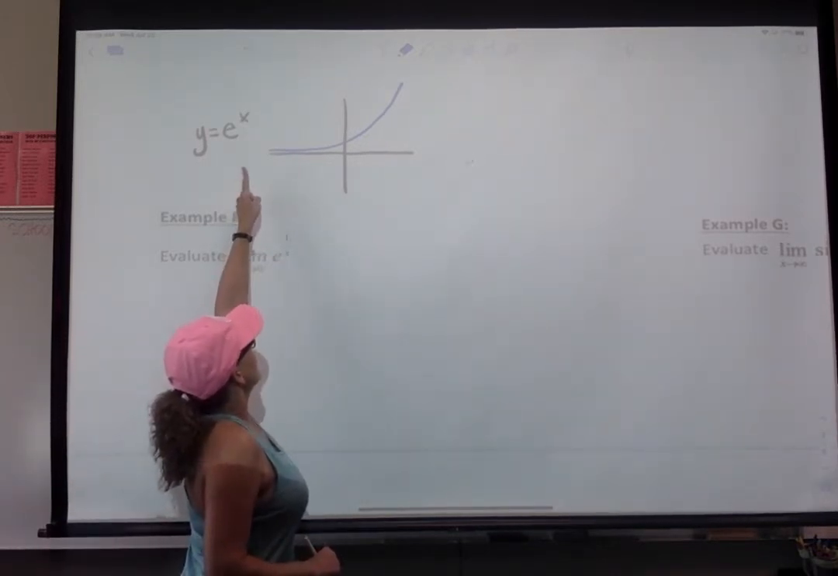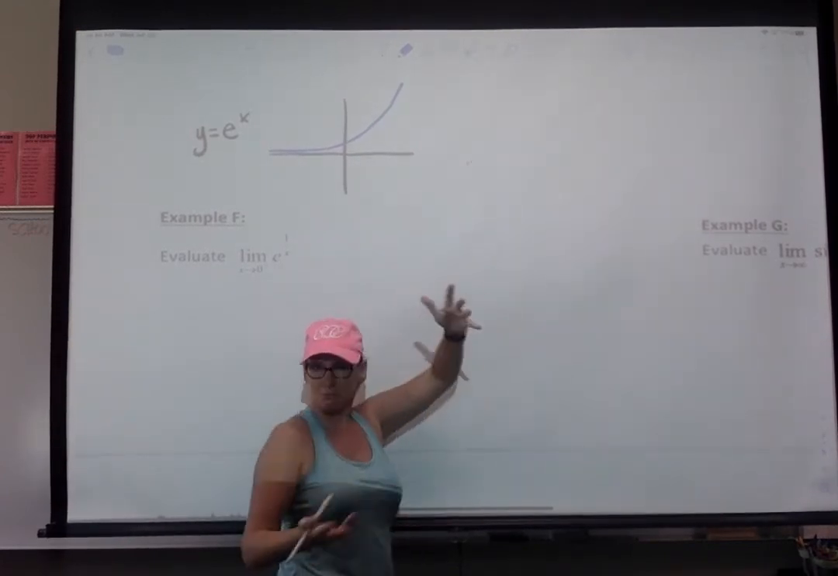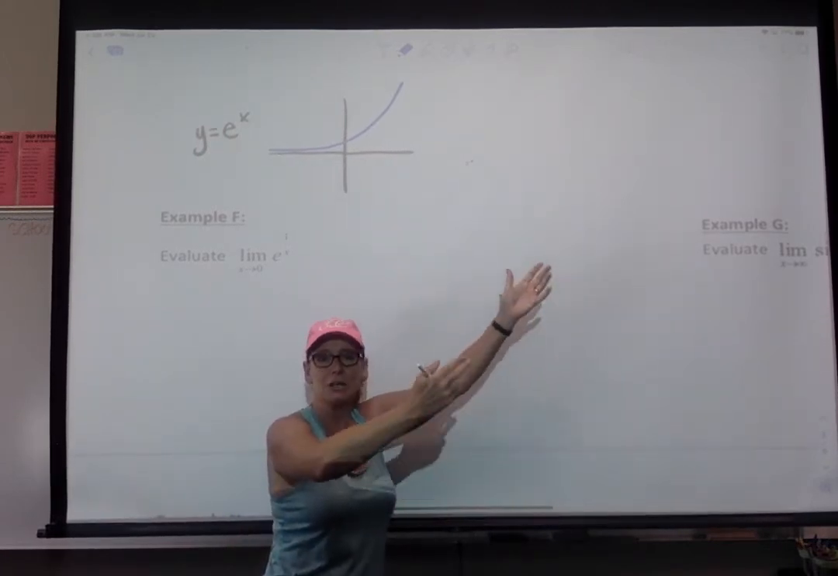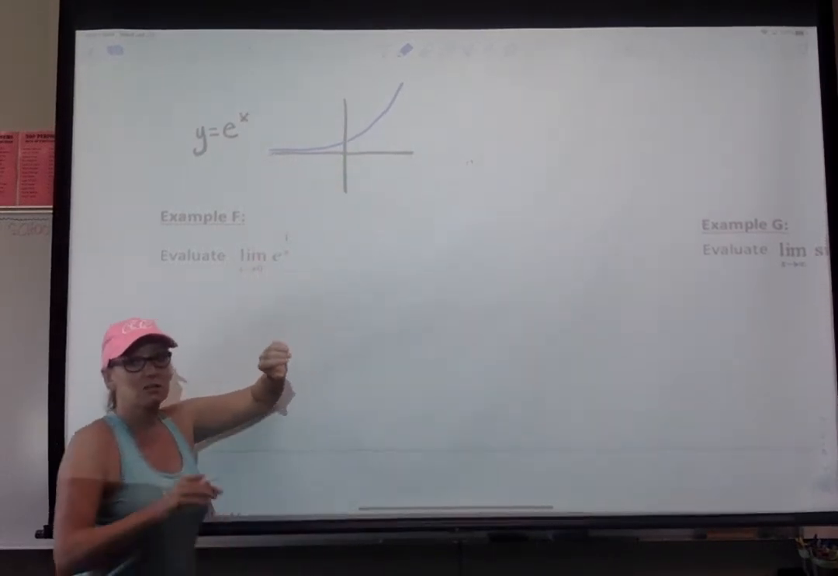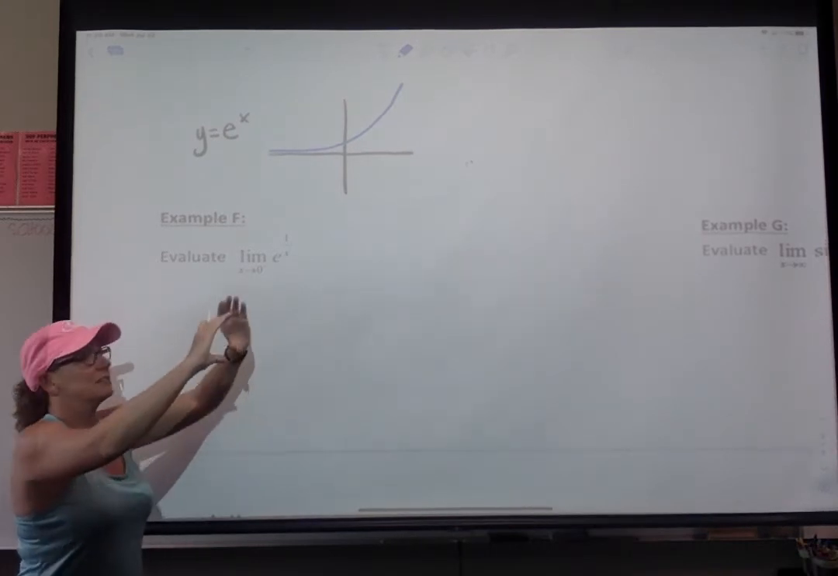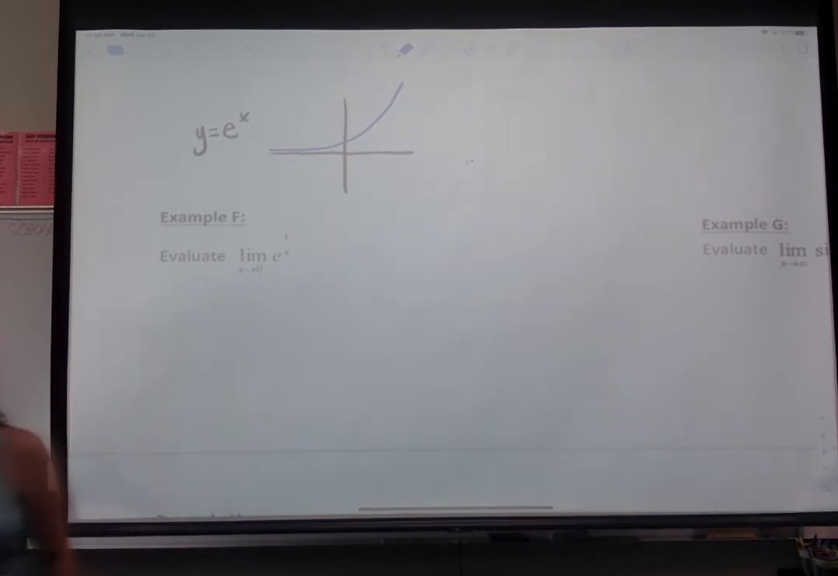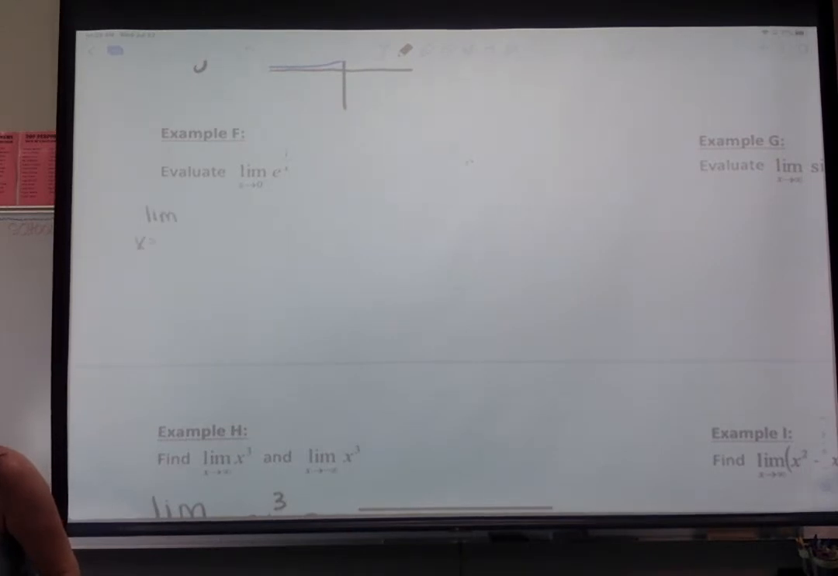So in e to the x, as x gets huge, e to the x gets huge. Of course it does, right? 2.71 to a huge power is going to be a huge number. As x gets negative and small, e to the x gets super tiny, close to 0. Okay? So, let's do the limit as x approaches 0 from the left.